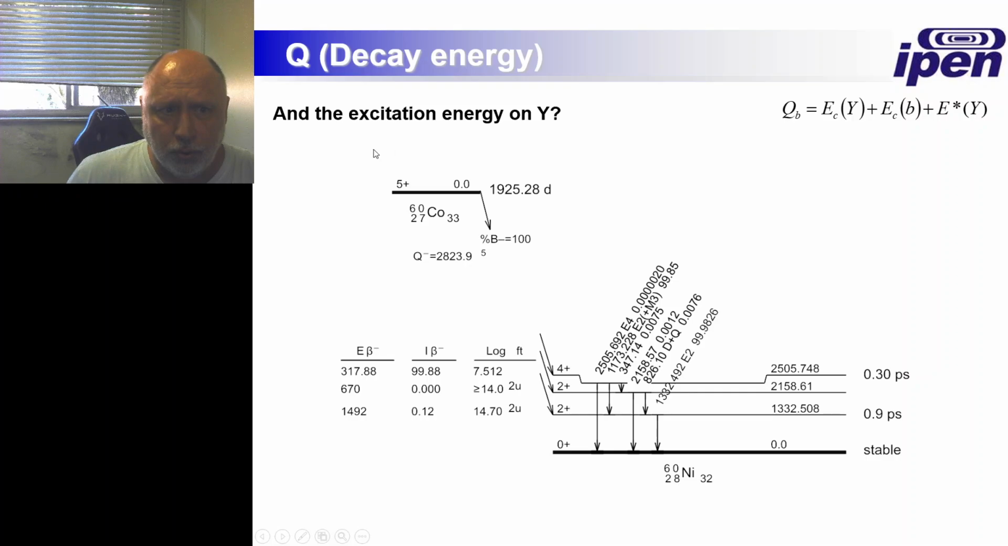So remembering the excess energy, here you see you have the Q. This decay releases 2.8 mega electron volts, or 2800 kilo electron volts, which will be divided by the beta energy, a small bit for the recoil energy, and a lot for the excitation energy of Y. So you see, in the most common decay, it will emit a beta particle with 318 kilo electron volts, and 2,500 kilo electron volts will be on the excitation energy of Y.